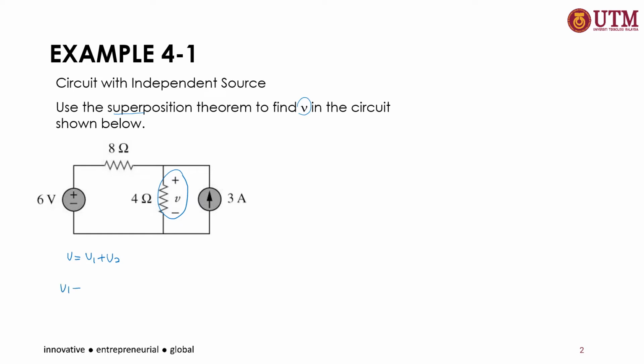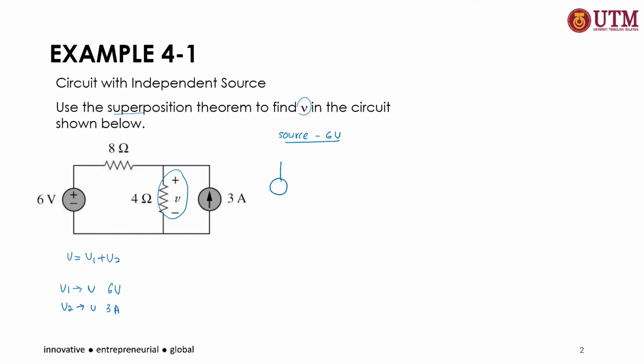Where V1 is the V due to the 6-volt supply, and V2 is the V due to the 3 ampere current supply. First we find it for the 6-volt source. In order to find the V for the 6-volt, we must turn off the other independent source, which is the current source. Since this is a current source, we need to make it an open circuit.